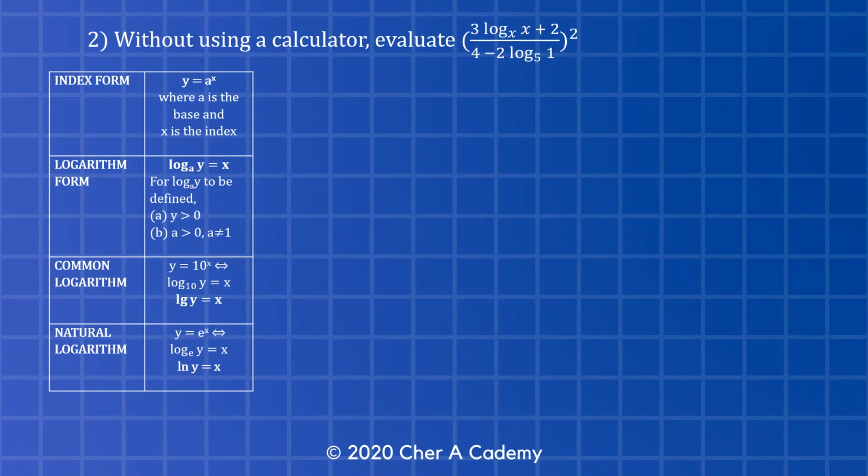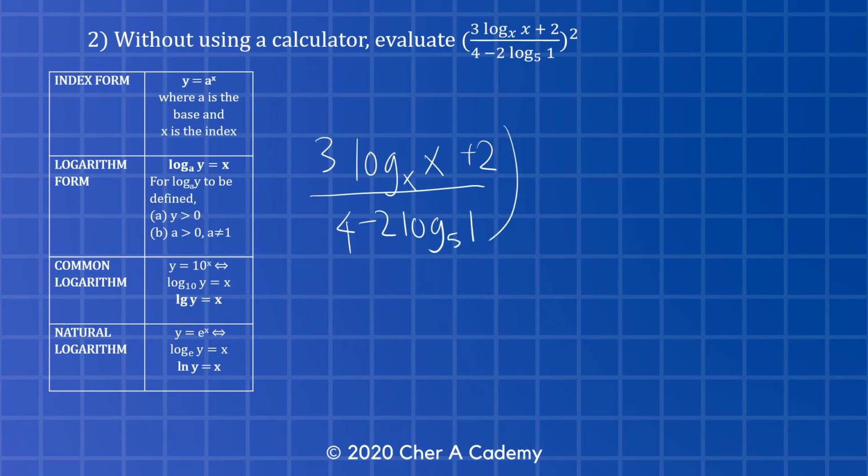Now let's look at question 2. Without using a calculator, evaluate this complicated looking fraction. It's not complicated at all after you break it down and realize that we are actually looking at special logs. So 3 log base x plus 2 over 4 minus 2 log base 5 of 1, and this whole thing is squared.